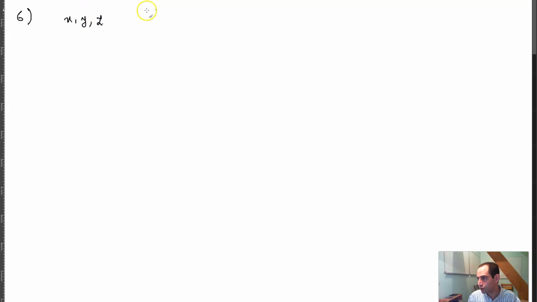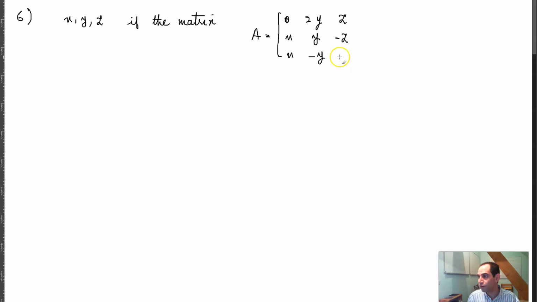that satisfy, if the matrix A is equal to [0, 2y, z; x, y, negative z; x, negative y, z], satisfies the equation A prime times A is equal to I. Okay.